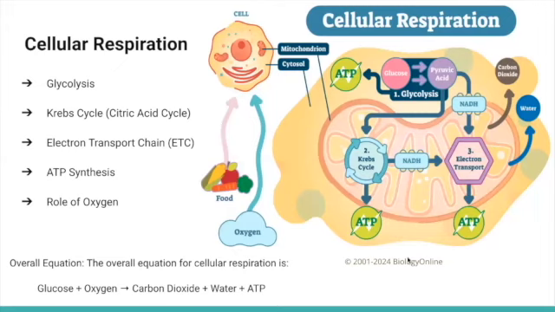Role of oxygen. Oxygen plays a crucial role in cellular respiration by serving as the final electron acceptor in the electron transport chain. Without oxygen, the electron transport chain cannot function effectively, leading to a decrease in ATP production. This highlights the essentiality of oxygen for aerobic cellular respiration. The equation for cellular respiration is glucose plus oxygen leads to carbon dioxide plus water plus ATP.